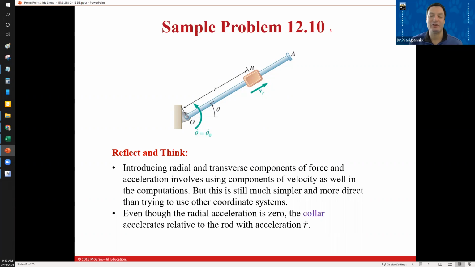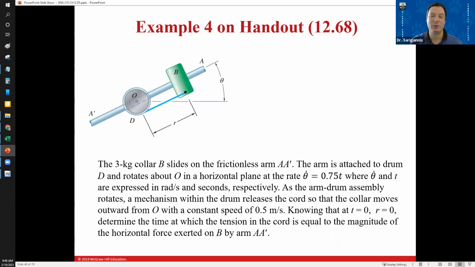Let's say the collar accelerates relative to the rod. Yeah, it's all relative acceleration. So we'll start with this example next time, and this is one we'll actually work through. It's a similar coordinate system, just a little more complicated in terms of the extra tension on the drum. It's not like friction, but it adds in another variable, this tension here.